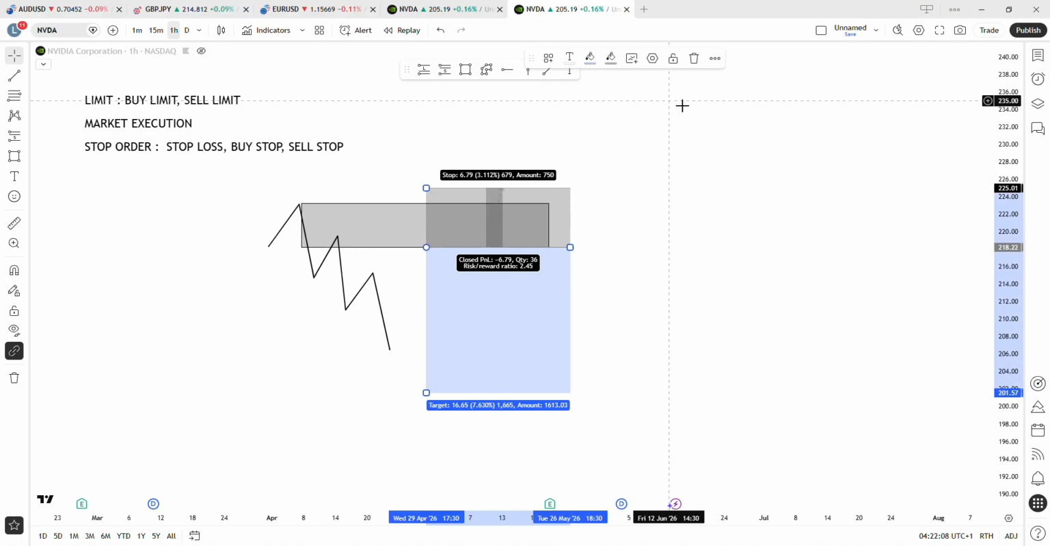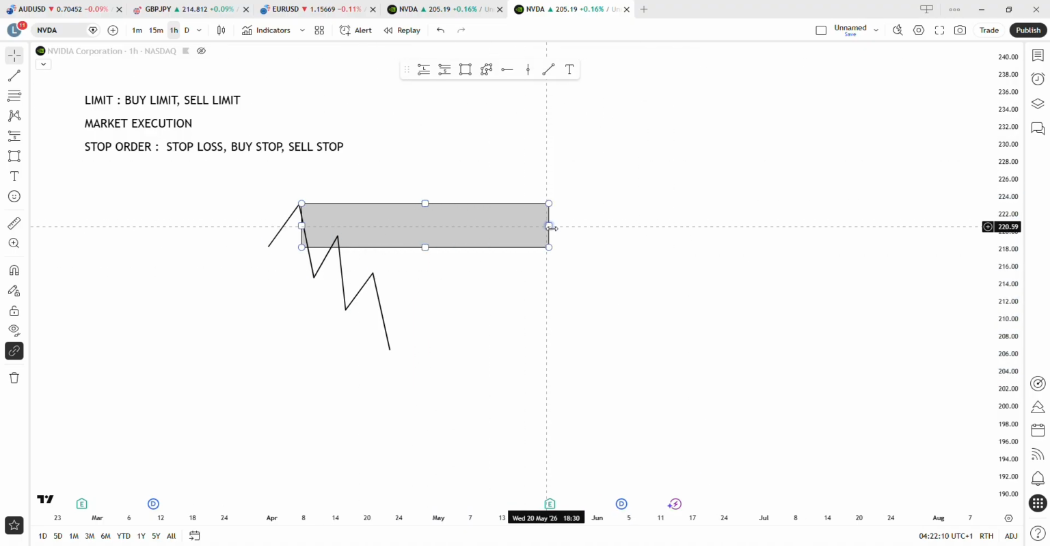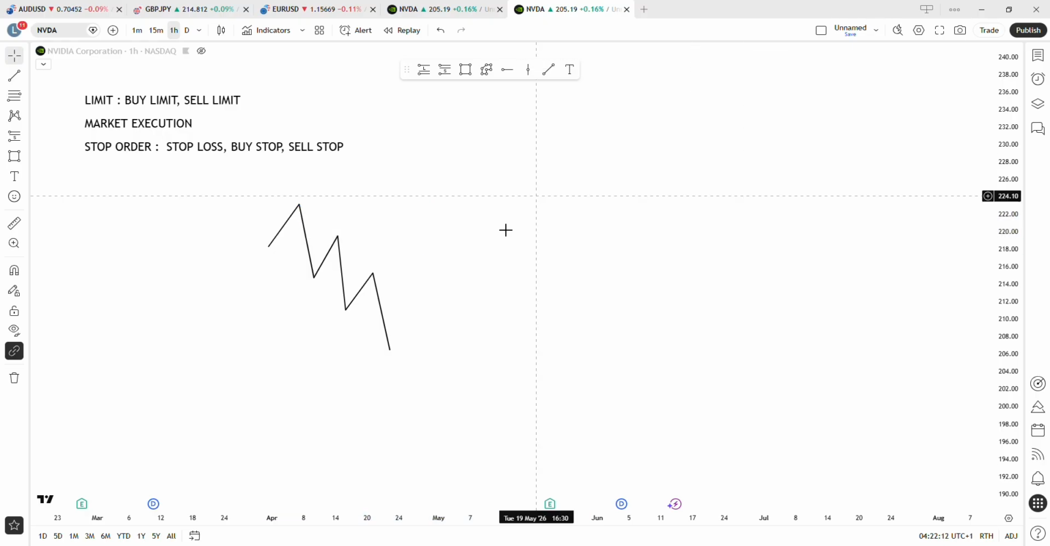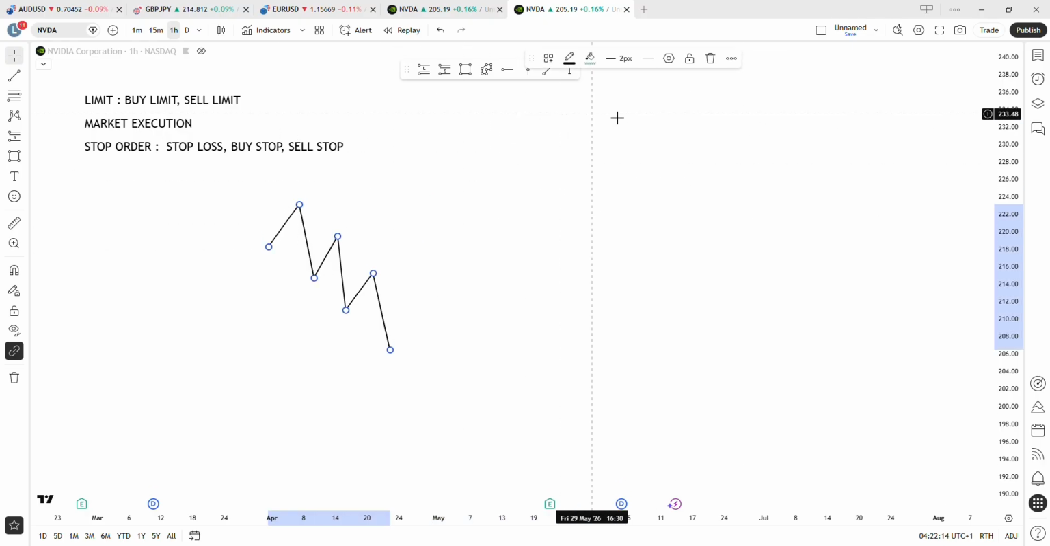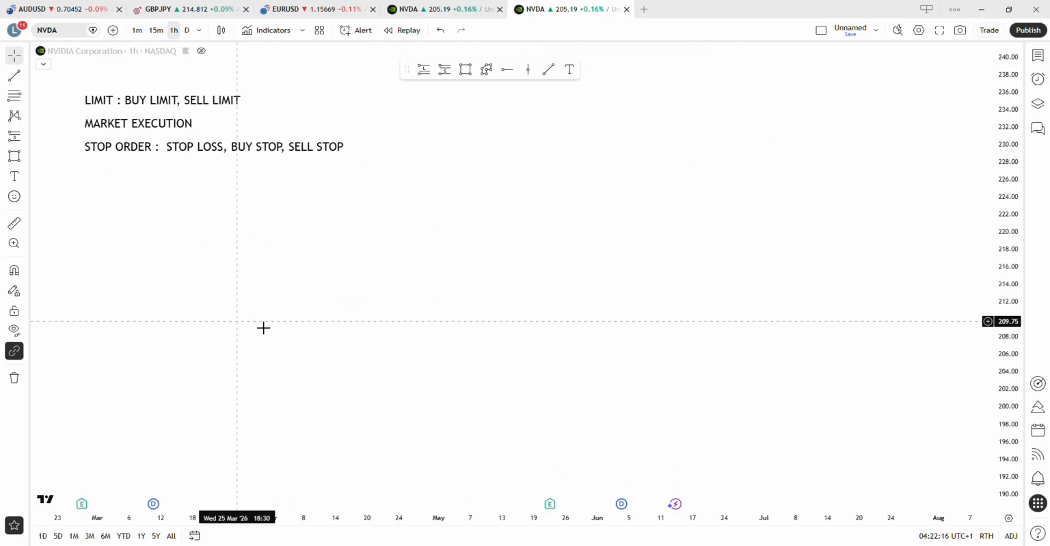Now we go to market execution. Market execution is when price is trending at the moment, to the upside or to the downside. As it is moving, you want to get in instantly. You don't want to wait for price to come to a particular zone. You just want to get in instantly. That is market execution. Market execution will tap you in at the current price, wherever it is.